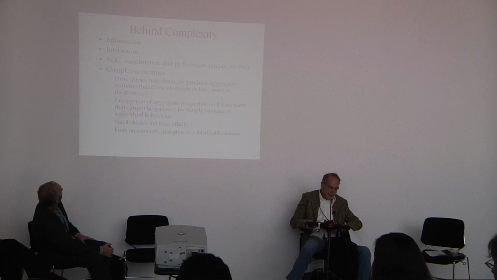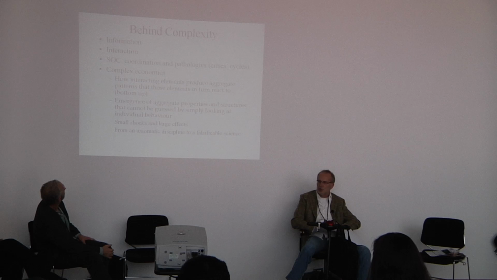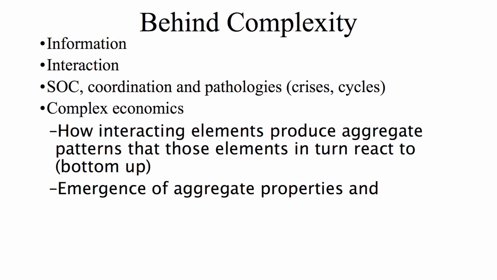So it goes beyond complexity, according to me. The first question is information. If you have perfect and full information, you have no interaction, no heterogeneous agents, and basically you can skip the problem of coordination.